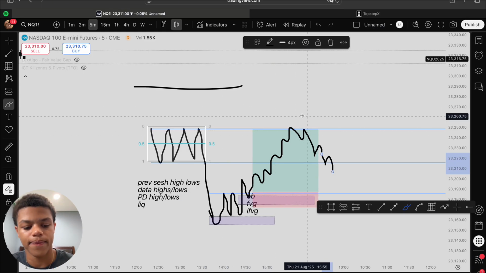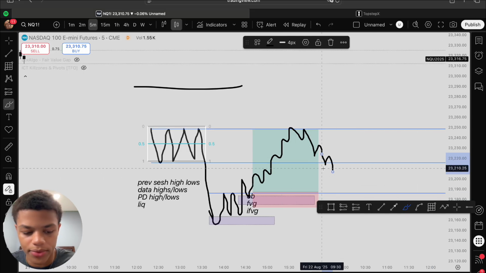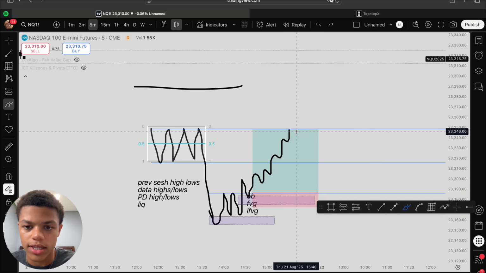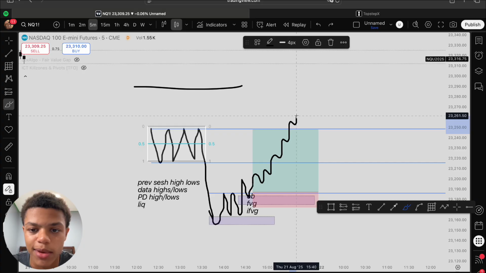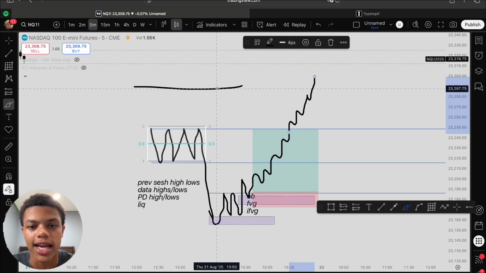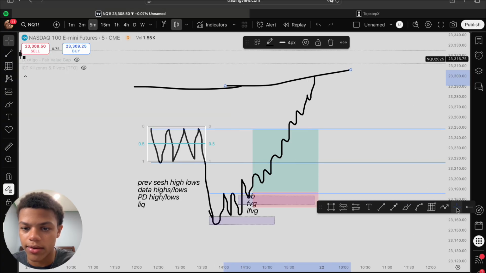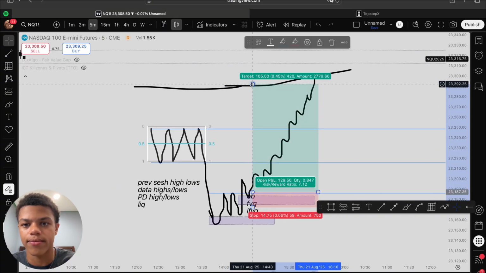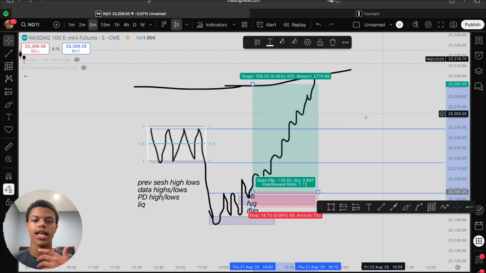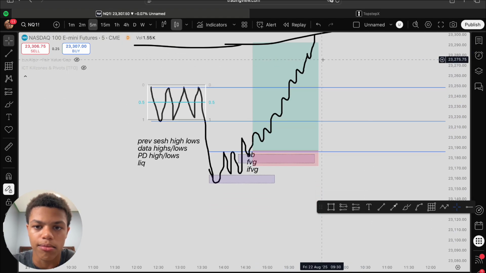Okay, we already made our money for the day. But if we don't, and we displace past this, we can expect market to come higher towards these next draws of liquidity. All right, and that would be our trade. And as simple as that. There's nothing much else to it.